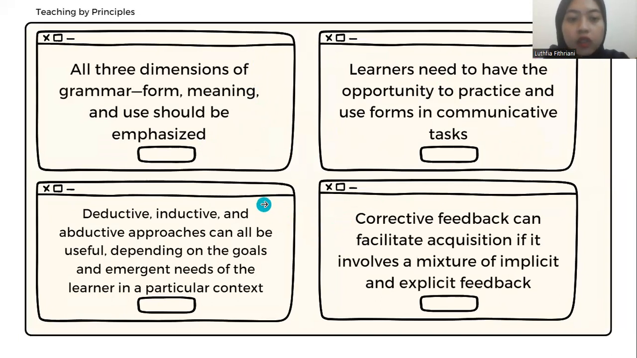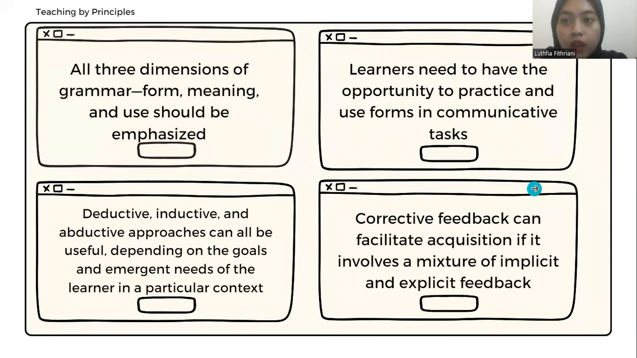The third, deductive, inductive, and abductive approaches can all be useful depending on the goals and emergent needs of the learner in a particular context. The fourth, corrective feedback can facilitate acquisition if it involves a mixture of implicit and explicit feedback.